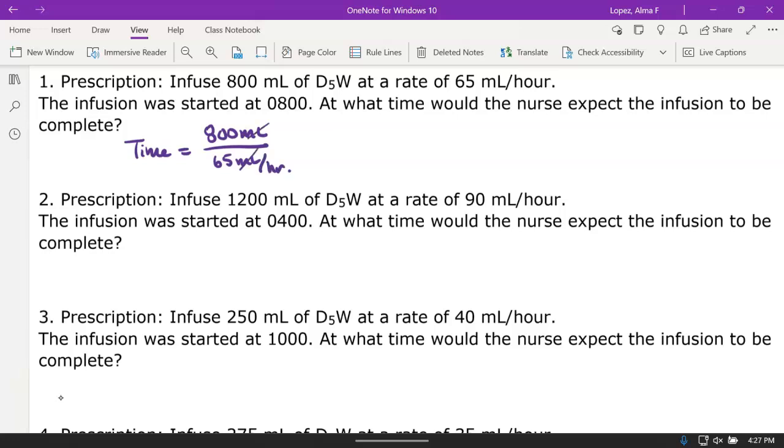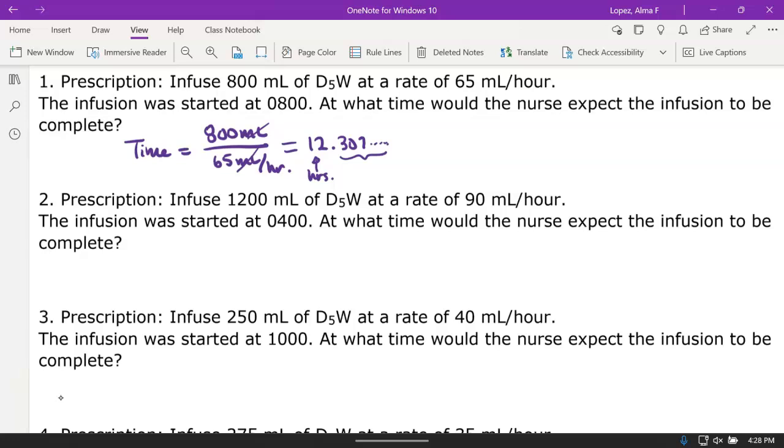See, what happens is our milliliters cancel so that when you divide, you get 12. Put it in your calculator because we're going to have to calculate some minutes. If we take 800 and divide by 65, we're going to get 12.307, blah, blah, blah. Okay, now this is the hours. To calculate the minutes, I'm going to multiply the decimal part by 60.